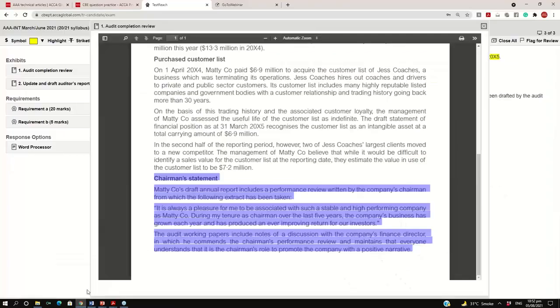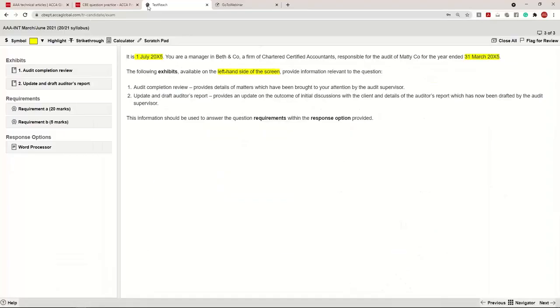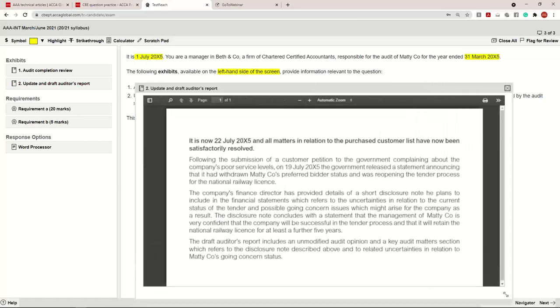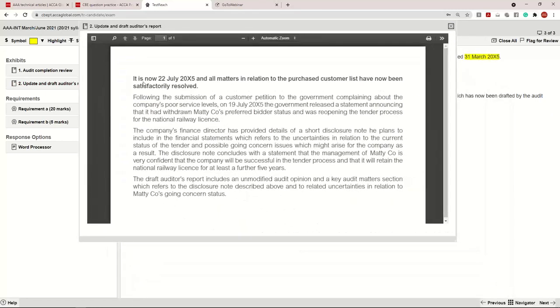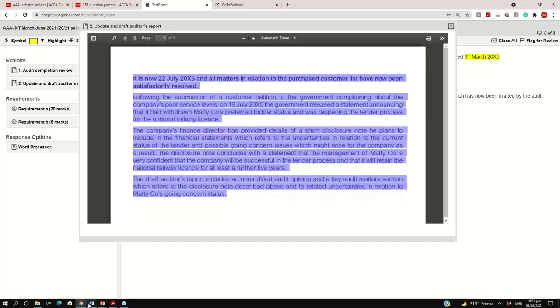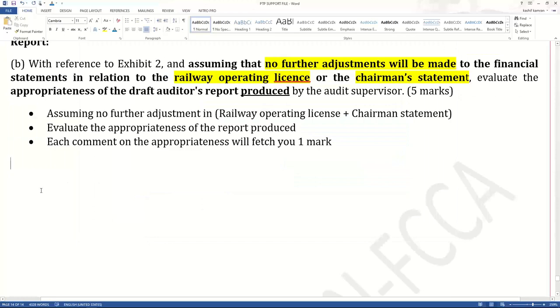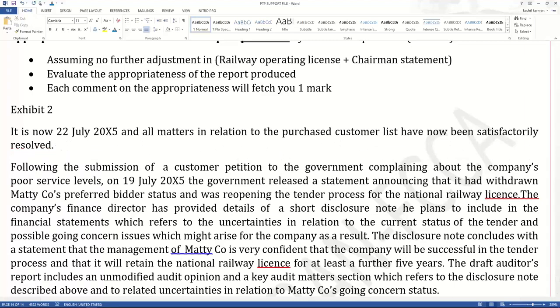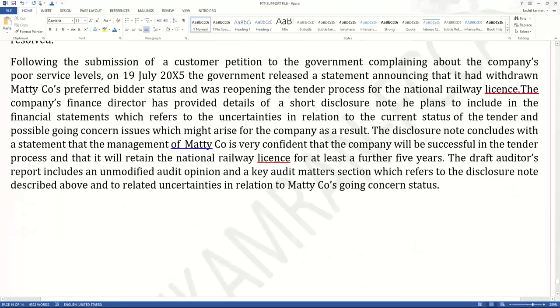Okay, let me take you back to the second exhibit. I'll open the second exhibit. Over here is the second exhibit on the case. Let me copy the second exhibit from here. Control C. I'm taking the second exhibit onto my Word file, and I'm copying Exhibit 2 here. Right, let's read Exhibit 2.